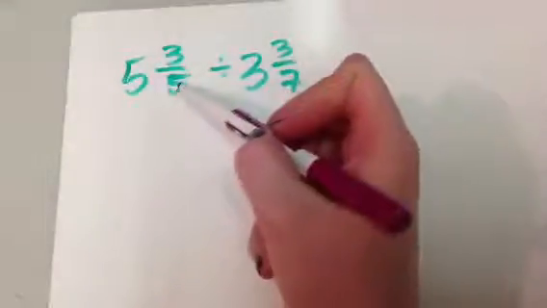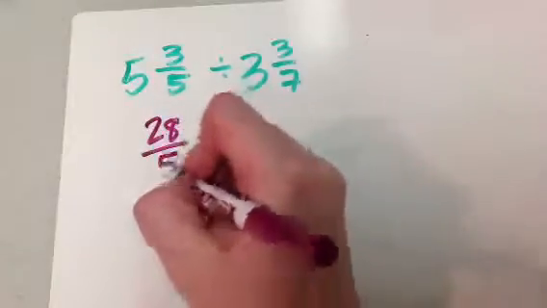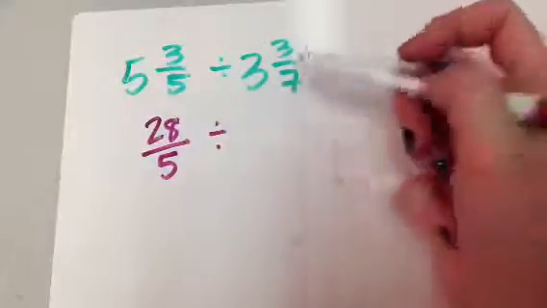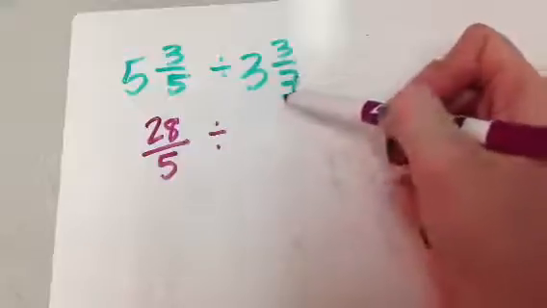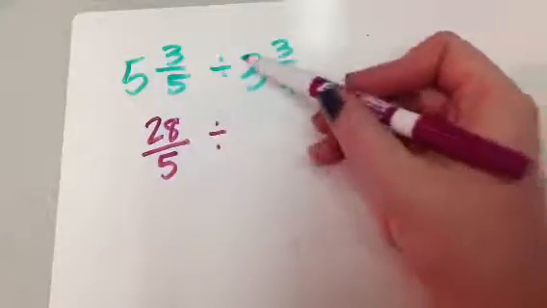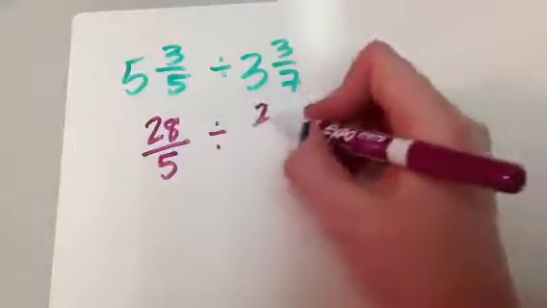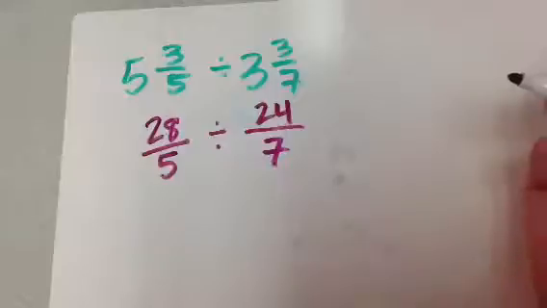5 times 5 is 25, plus 3 is 28. Bottom number stays the same. I'm going to leave it as a division problem for just a second longer. 3 times 7 is 21. I always do that. I look at a problem and say the answer. 3 times 7 is 21, plus 3 is 24. My bottom number is going to stay the same.